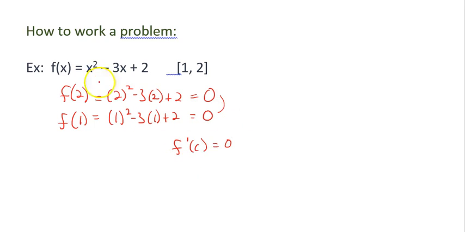So f prime of c, I'm just going to do my derivative, except where I have x's, I'm going to put c's. So 2c minus 3, set that equal to 0. Add 3 to both sides, and divide by 2. So c equals 3/2 is where the slope of the tangent line is going to equal the slope of the secant line.